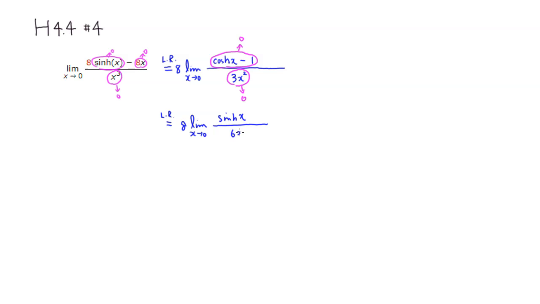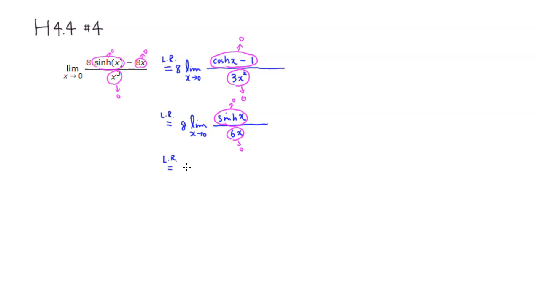Then we can see that here, as x approaches 0, the denominator approaches 0. Hyperbolic sine of 0 is also 0, so this approaches 0 as well. So this is going to be a third application of L'Hopital's rule.